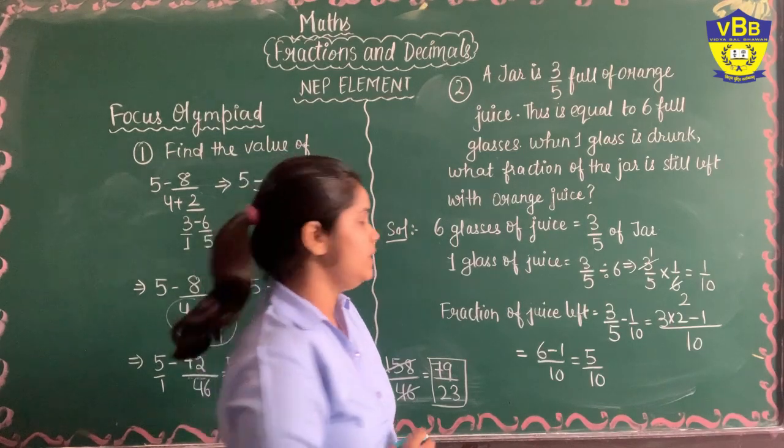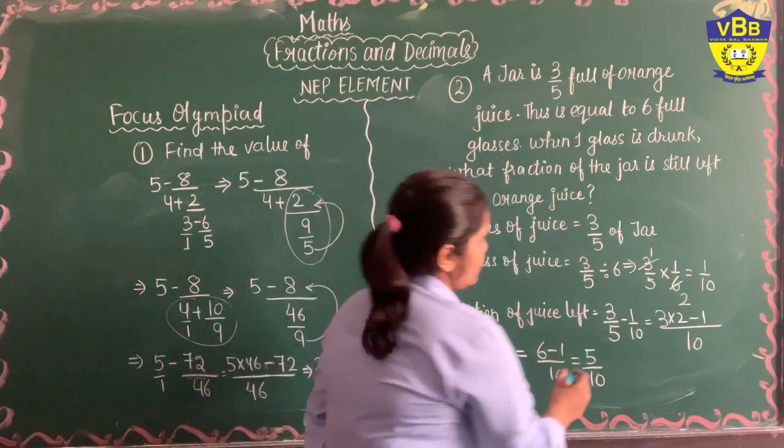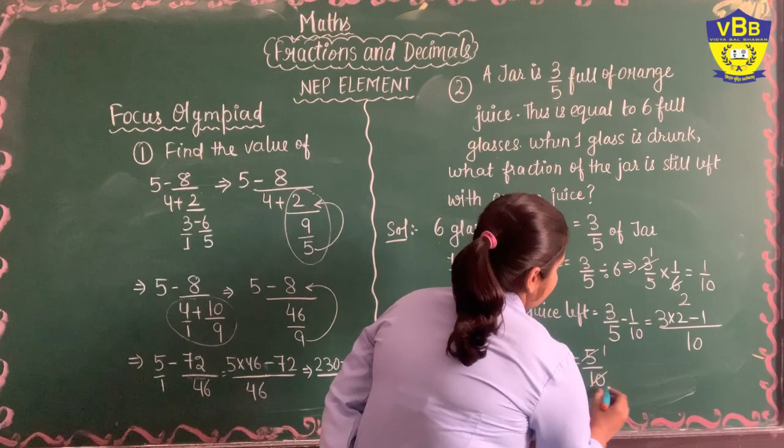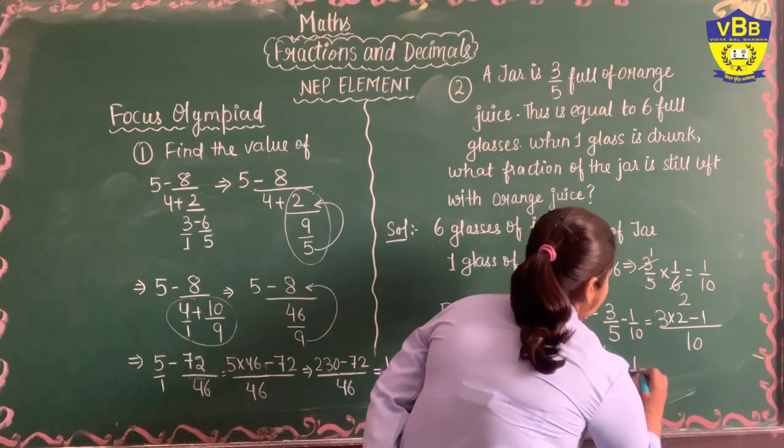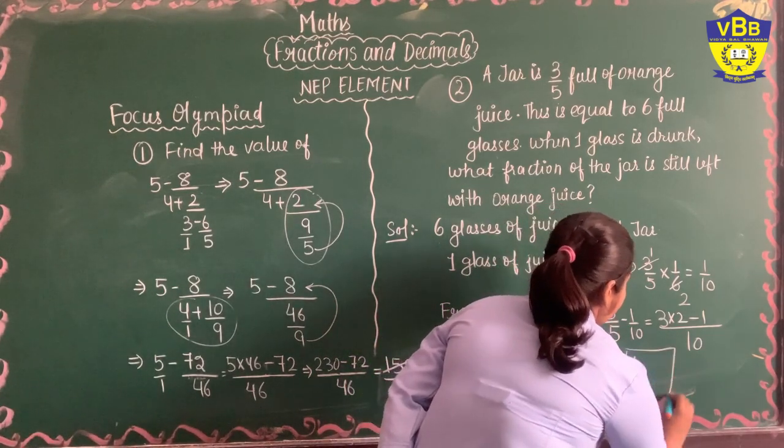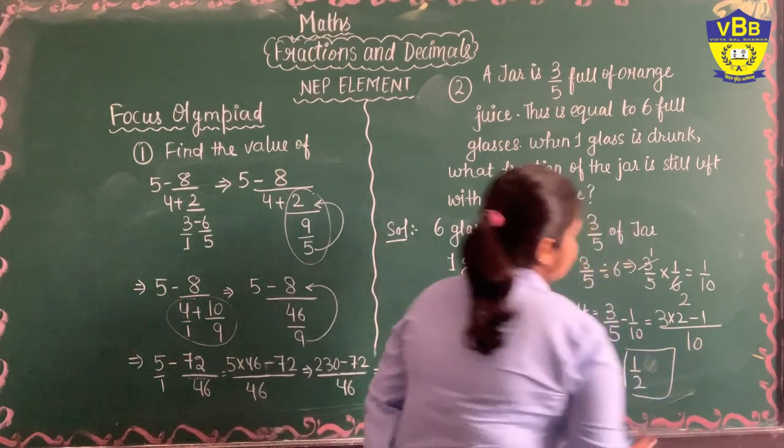5 upon 10. Will it be simplified? Yes, it can be simplified by 5. 5 1s are 5 and 5 2s are 10. The answer is 1 by 2 part of the jar is left after drinking.